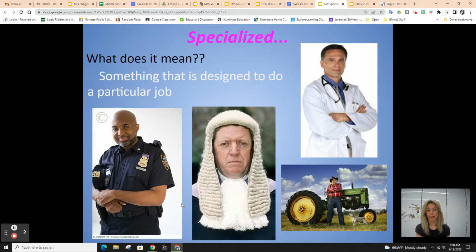So we do have some different occupations here. We show a police officer, we show an English judge. This would be somebody from England. They wear this kind of headgear on their heads. We have a farmer and we have a doctor. All of these people are trained or specialized in what they do, and they have particular training to become good at what they do. So our police officer is trained to be a police officer. He is specialized in that area, whereas a doctor might not have the same skill set as a police officer.